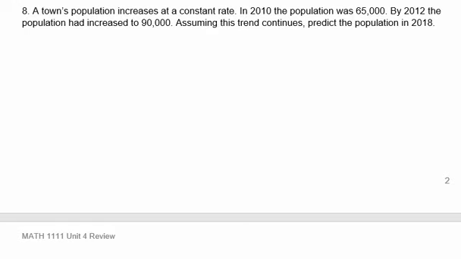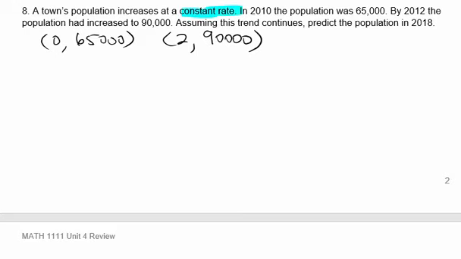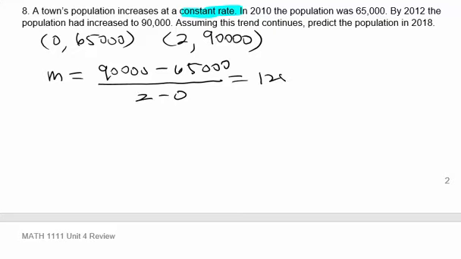Okay, so one option is to write a formula for the population over time. We can say 2010 is the year t equals 0, and that means 2012 is, because it's 2 years later, t equals 2. Okay, recognizing that it says the population increases at a constant rate, that would mean we have a linear function. And so we need to find the slope, or 90,000 minus 65,000 over 2 minus 0, or 12,500. We also have the y-intercept of 65,000.